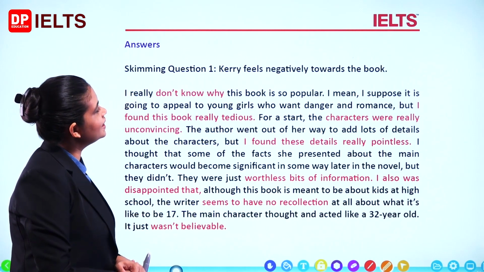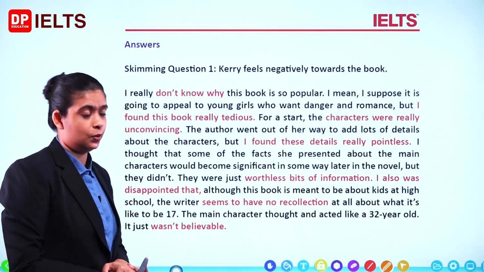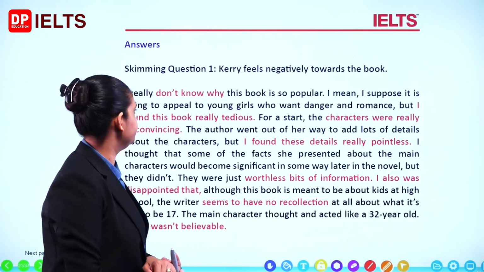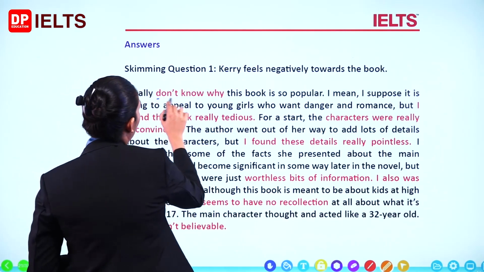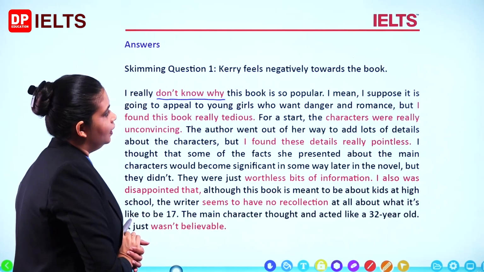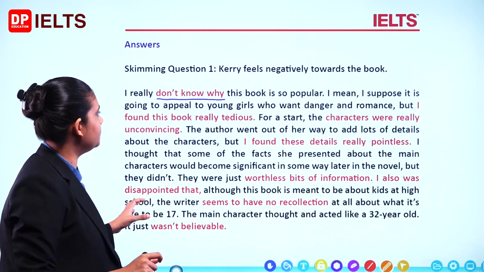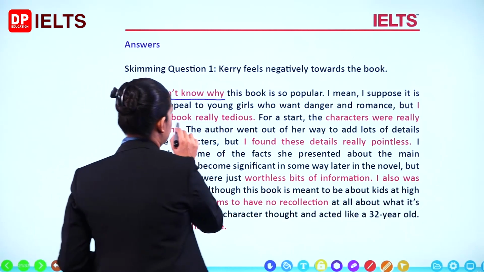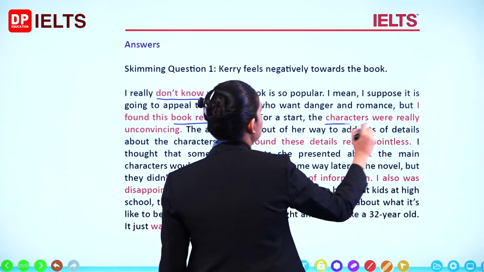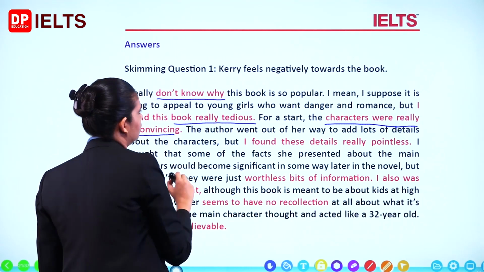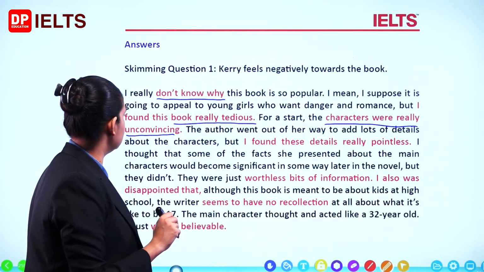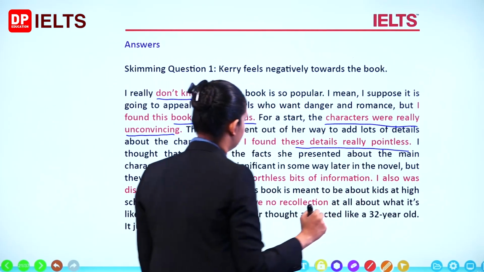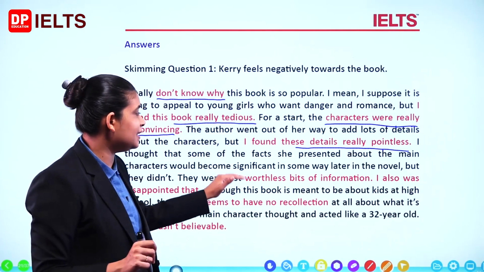Skimming. Carrie feels negative towards the book. How do we know that? If you had read the first para, it would have given you those words. I really don't know why this book is so popular. I suppose it is going to appeal to younger girls who want danger and romance, but I found this book really tedious. For a start, the characters were really unconvincing. The author went out of her way to add lots of details about the characters, but I found these details were really pointless. Okay? There were just worthless bits of information.